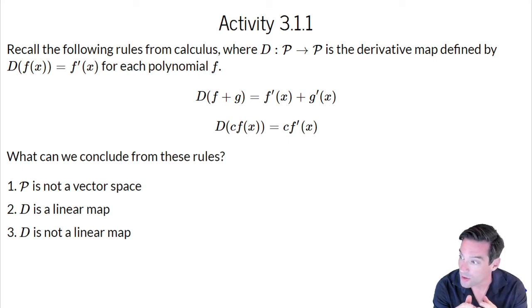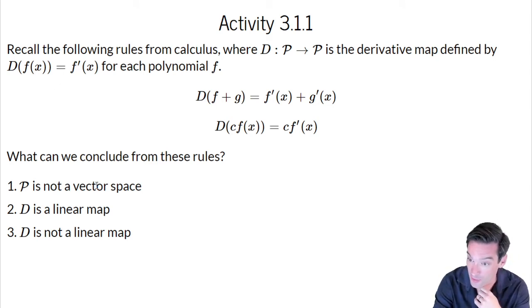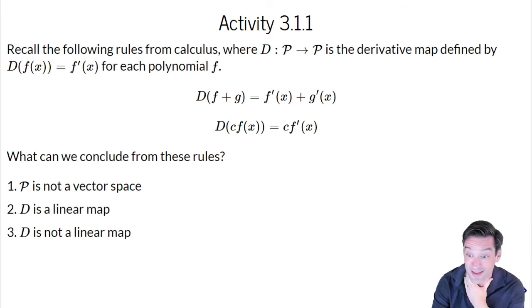So what's our conclusion here? What can we say for sure is true about the derivative as a function on the space of polynomials? Can we conclude that the polynomials are not a vector space? Can we conclude that the derivative is a linear map? Or do we conclude that the derivative is not a linear map? What do you think? The derivative is a linear transformation.